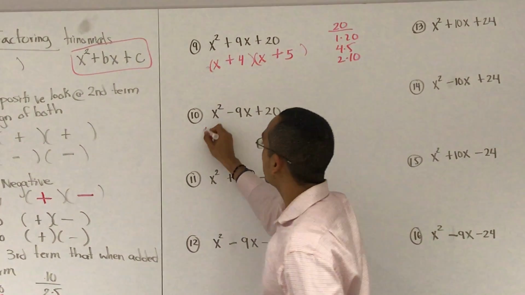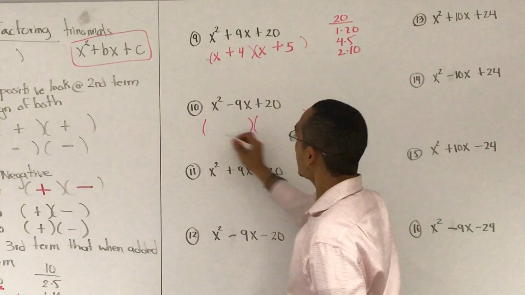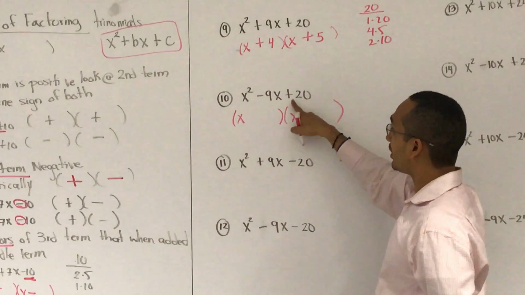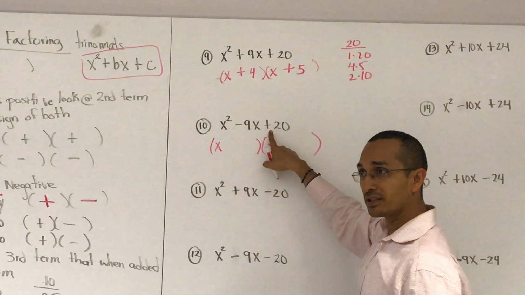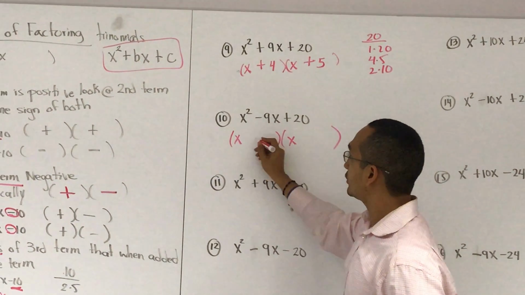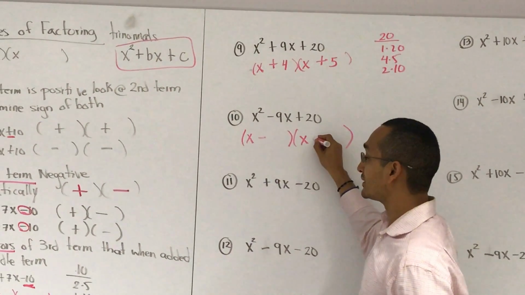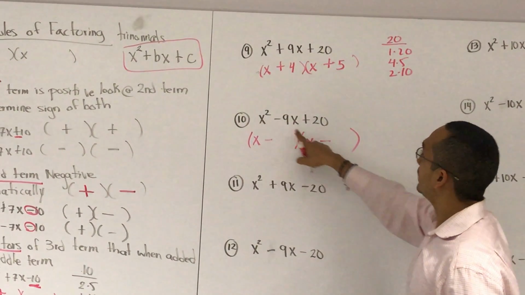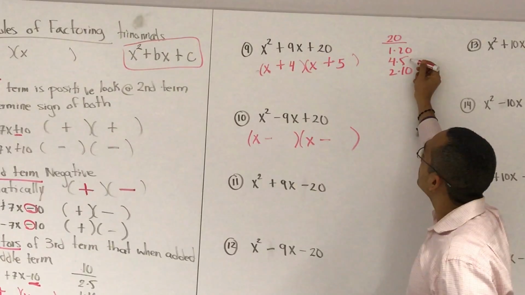How about this one here? x and x, factors of 20. Now the third term is positive, right? If the third term is positive, you look at the second term to determine the sign of both. Both are going to be negative. Okay. So now, which of these two, when added together, give you 9? 4 and 5.